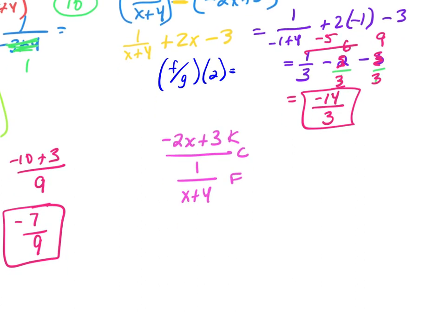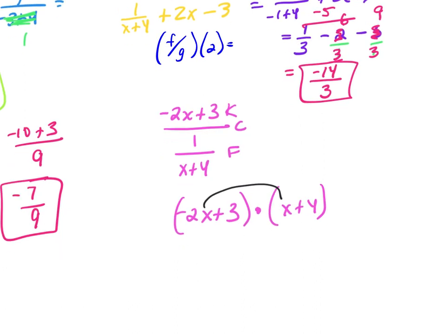So I'm going to keep negative 2x plus 3. I'm going to change division to multiplication, and then when I flip 1 over x plus 4, what does it become? X plus 4 over 1. Can I combine these anymore? Yeah. What can we do with these two? Can we FOIL? Yeah.